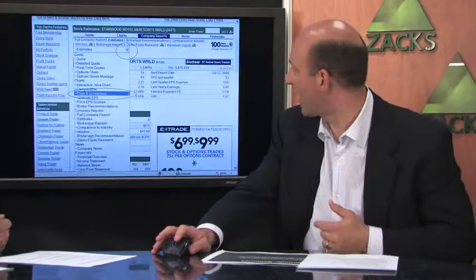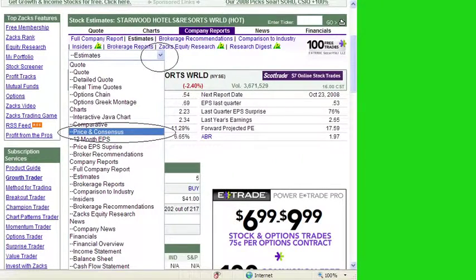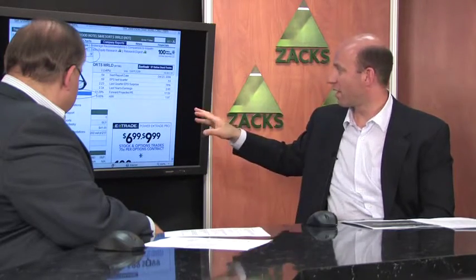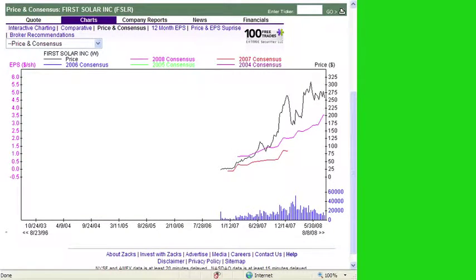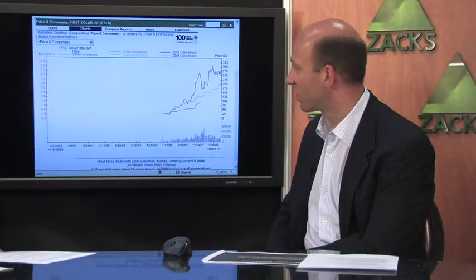So let's flash forward. Let's make sure everyone knows how to get to the price and consensus chart here. Right. So here again, I'm on a quote page. I go, or actually any research page, I go to the drop-down box, and instead of clicking on one of the other options, I'm going to go to the chart section. You see I've highlighted price and consensus chart. So click on that, and now we see the price and consensus chart for First Solar.